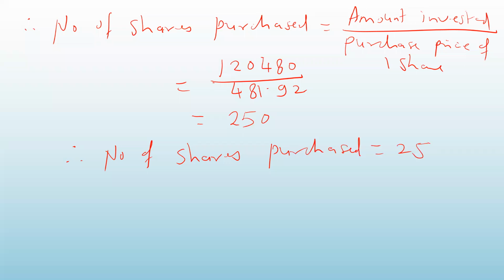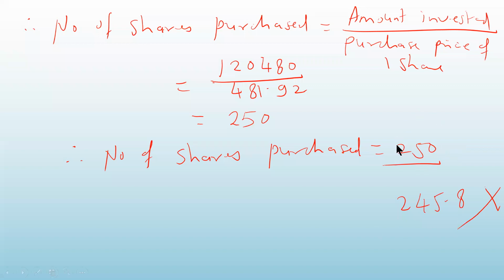See here, as I told you before also, your answer should come as a whole number. Again, what is the meaning of whole number? Whole number means a number without decimal. For example, suppose I get the answer 245.8. So this is not a whole number. It will not be accepted because number of shares cannot be in decimal. Either it should be 245 or 246 or 250, okay, without decimal.